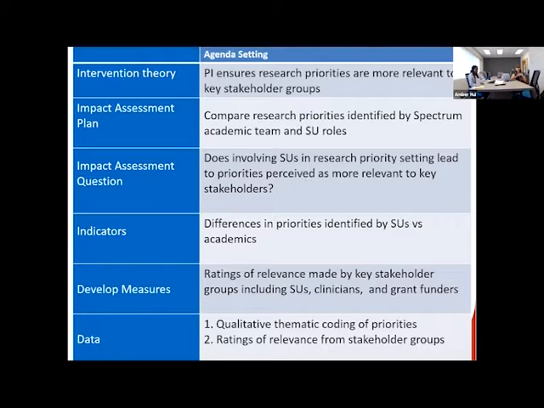So ultimately, what we did was our project in the end came up with the idea of comparing the research priorities that were identified by members of the academic team and those in service user roles to see whether there were actually differences, and so that by combining those ideas we were coming to a different place. And we did that using a combination of qualitative thematic coding of priorities and also rating the relevance of our priorities from different stakeholder groups.